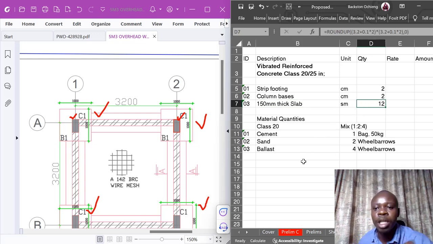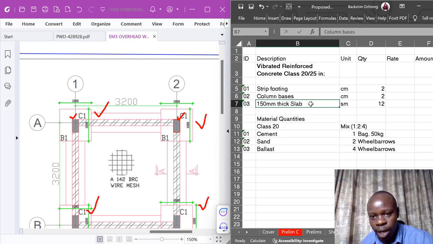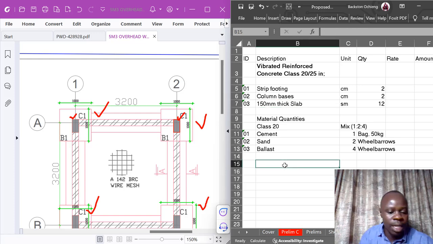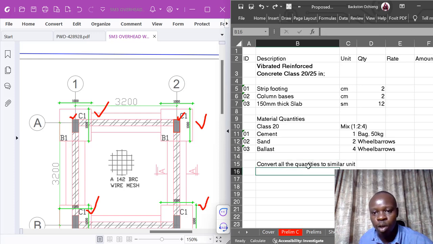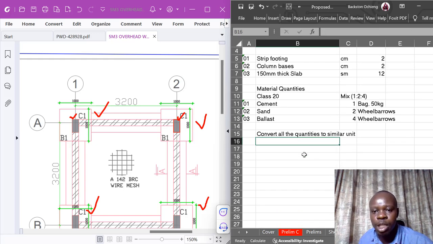The 3 elements are in different units, so we need to convert. The next stage is to convert all the quantities to a similar unit. I will convert all these items into cubic meters.